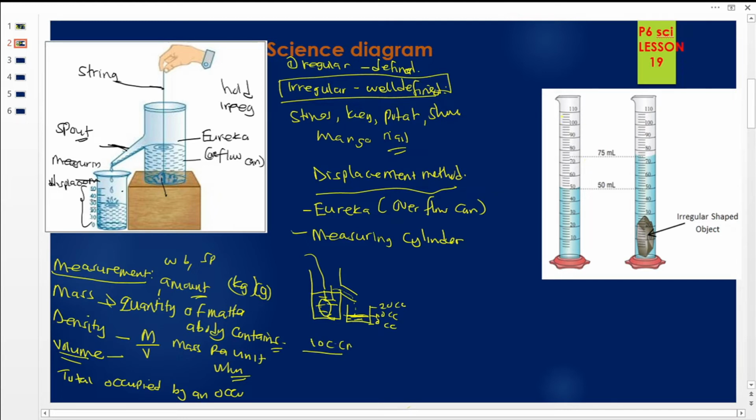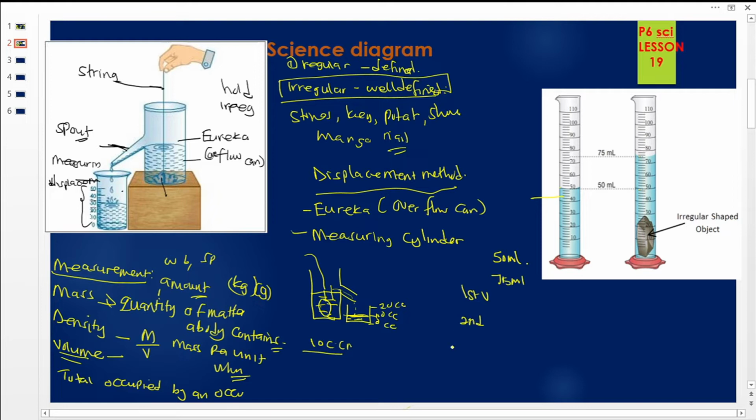This measuring cylinder 1 is showing us that before immersing the stone, the water was at 50 milliliters. Then when they immersed the stone, the water rose from 50 to 75 milliliters. Here we have two volumes, the first volume and the second volume. Now to get the volume of the water that has been displaced, because that volume is equivalent to the volume of the irregular object, we are getting the range or the difference.